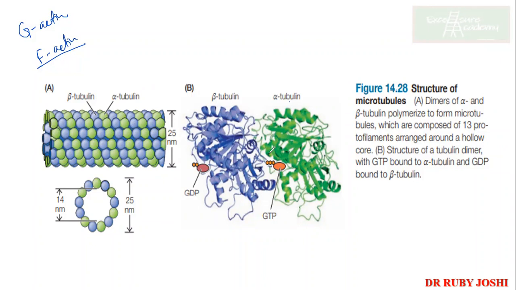Now in this also, you can see that alpha tubulin is bound to GTP. What was there in G actin? ATP. Okay. Now in the case of tubulin, alpha is bound to GTP and in beta tubulin, GDP is there. Please do remember this, it is important. Now the inner diameter of your microtubule is 14 nanometers and the outer diameter is 25 nanometers.